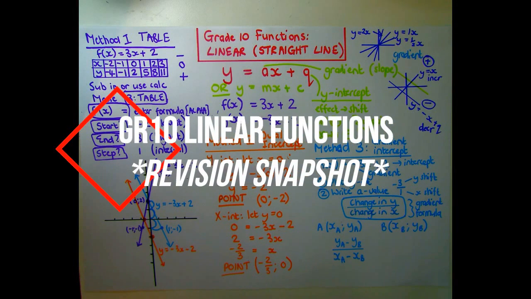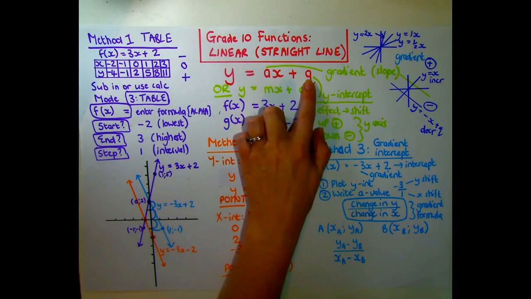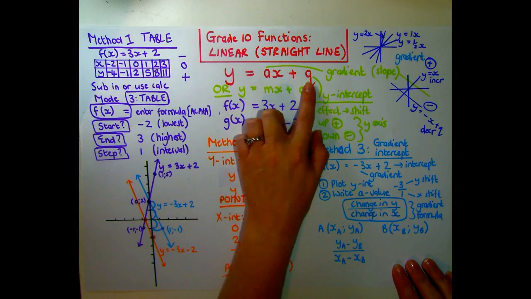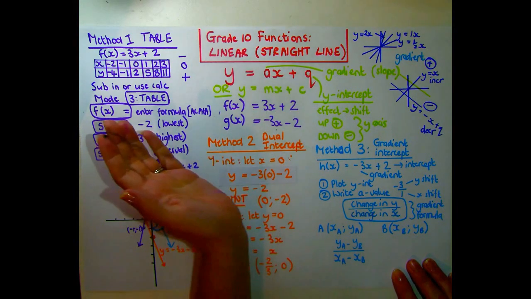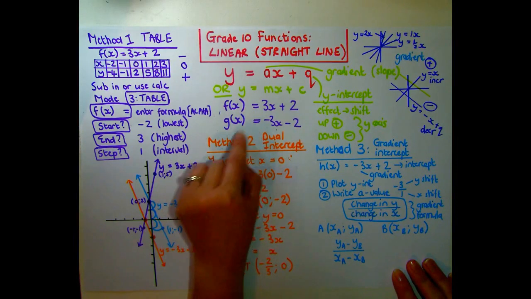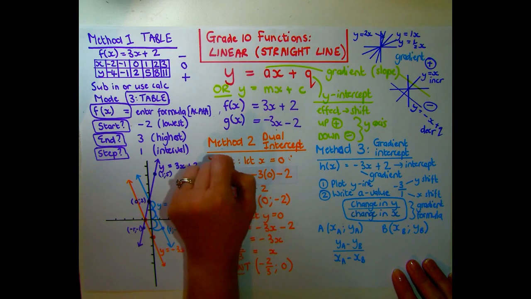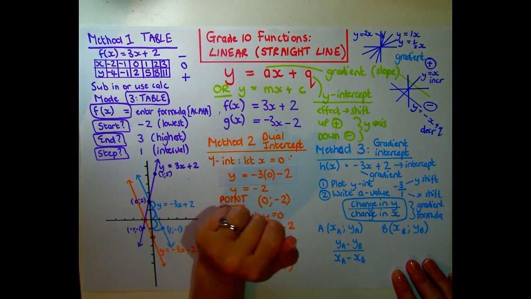The revision snapshot for straight line graphs is the following. That's your formula. Remember, that's the gradient, that's the y-intercept, and when you're drawing it, you can just put that down straight away if you use the dual intercept method. Graphs can also be written as f of x, or g of x, or h of x, or j of x, and that is another way of saying y. So at any moment you can change that into a y and it'll still work.